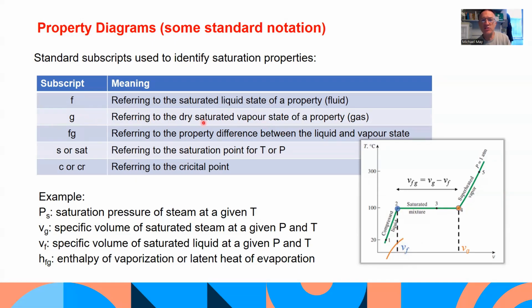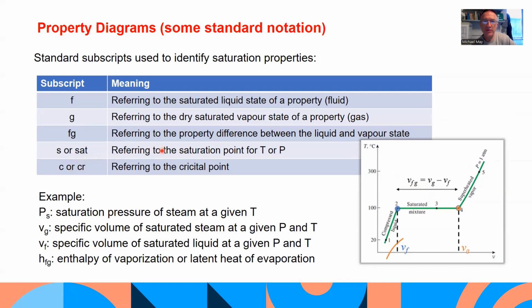The g refers to the dry saturated vapor state of a property. So the subscript g, it refers to this point here on a graph, and it's telling us the point at which the working fluid is becoming fully vapor. So here we have the specific volume at that point. And the fg referring to the property difference between the liquid and vapor states. So we take one value away from the other, and we get the difference, which is the change in specific volume between those 2 points.